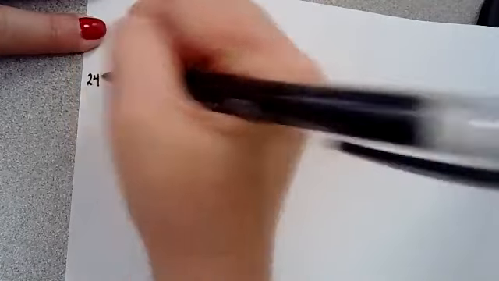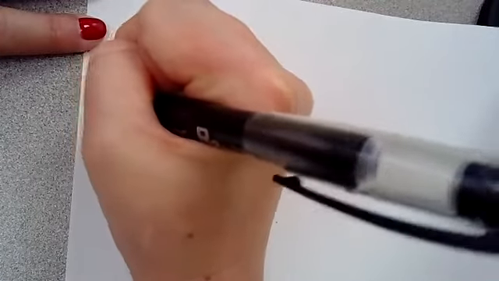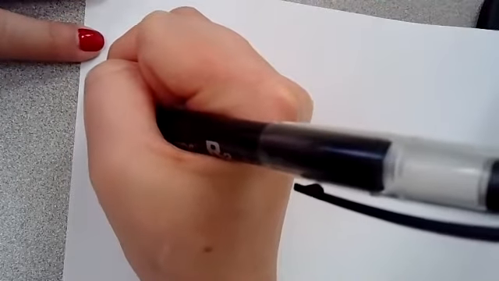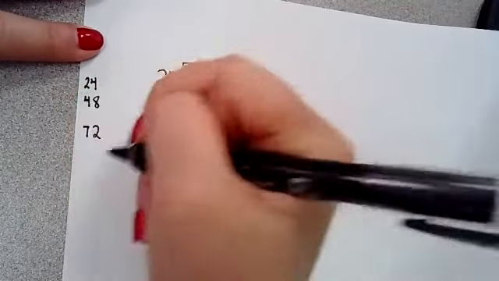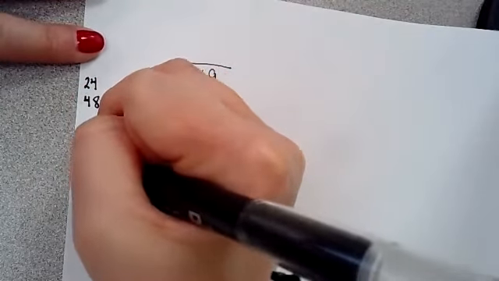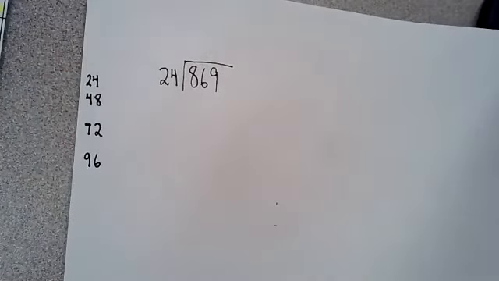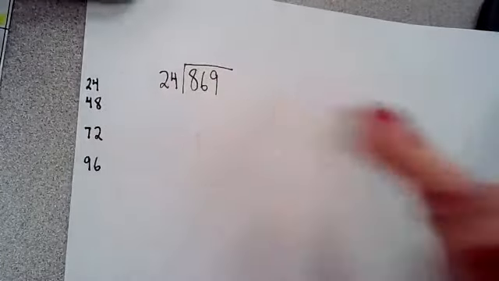So go 24, 24 plus 24 is 48, plus another 24 is 72, plus another 24 is 96. And I think that should probably do it for right now. Okay, so let's just keep it right there and see what we can do with this.